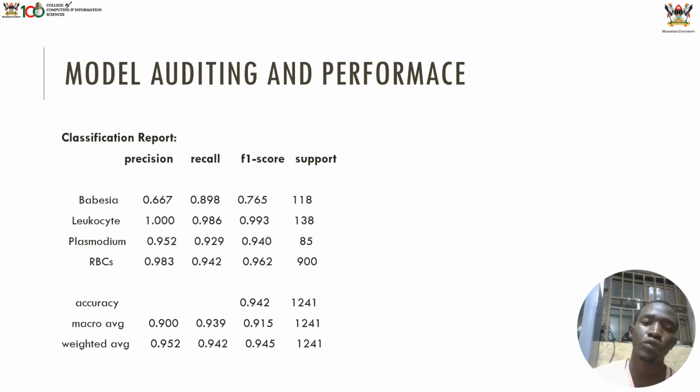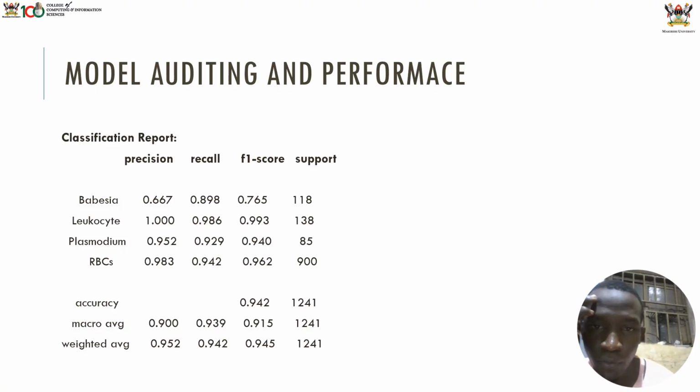Then you have the red blood cell, which has a strongly performing F1 score of 0.962, and this indicates that the EfficientNet B4 handles dominant classes effectively. Then you have the Plasmodium that has a solid F1 score of 0.940, demonstrating a good balance between precision and recall. And then the Babesia, which has comparatively lower performance, with precision of 0.67, recall of 0.89, and then the F1 score of 0.765.